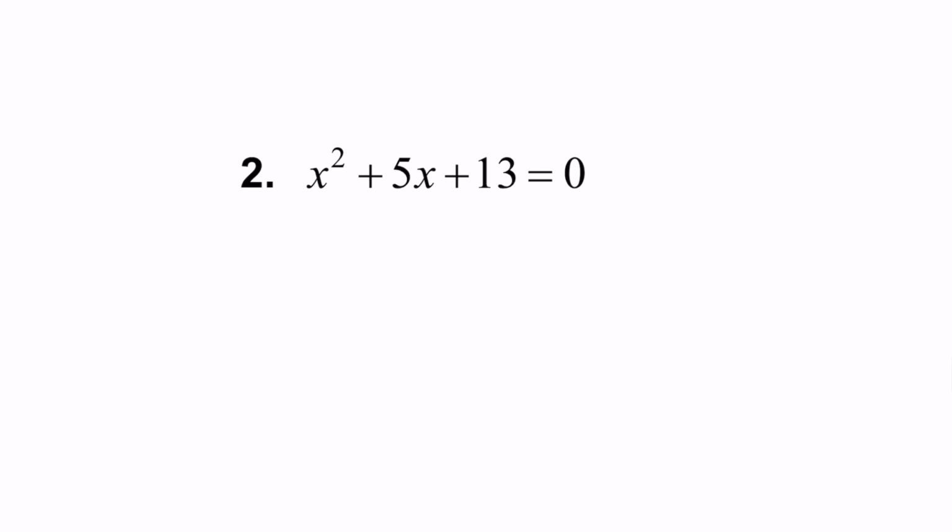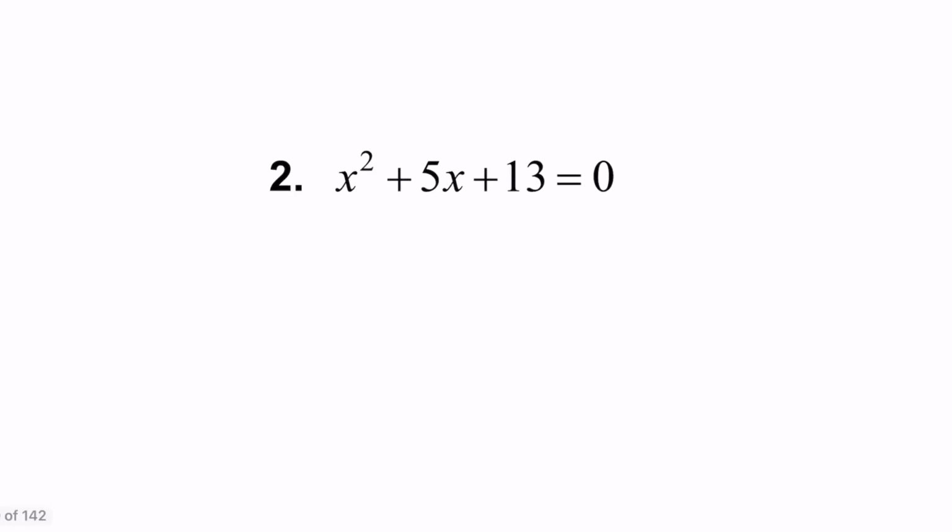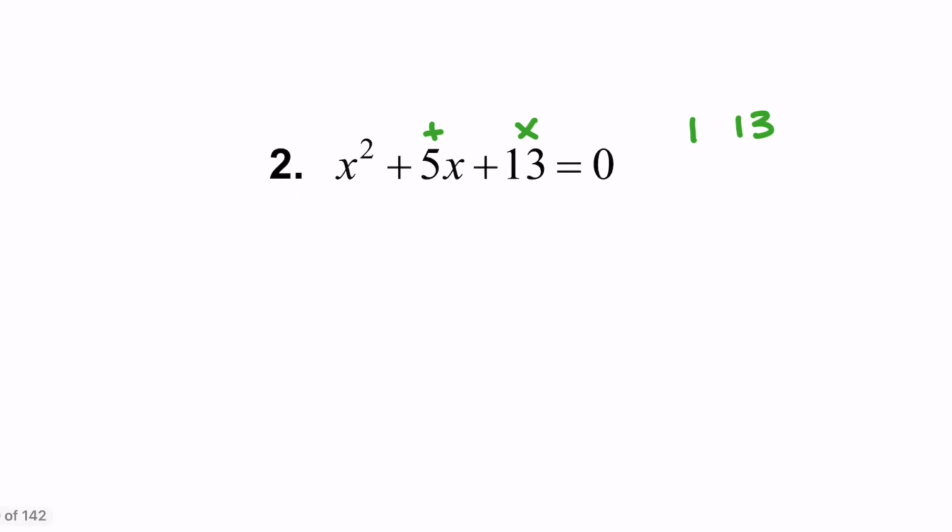Looking at number 2, we have an x squared and an x, so we want to see if it will easily factor. If it was going to factor, we would be looking for two things that multiply to 13 and add to 5. The only two things that multiply to 13 are 1 and 13, and those will not ever add or subtract to equal 5. So if it won't factor, we always go into the quadratic formula. We're going to write down our a, b, and c. Now, if there's not a number in front of the x squared, it's going to be a 1. So our a value is 1, our b value is 5, and our c value is 13.